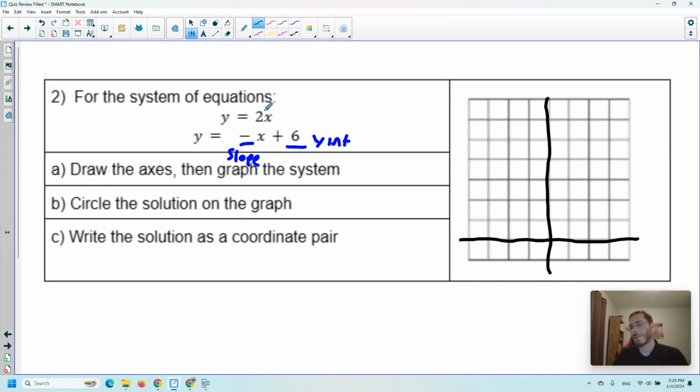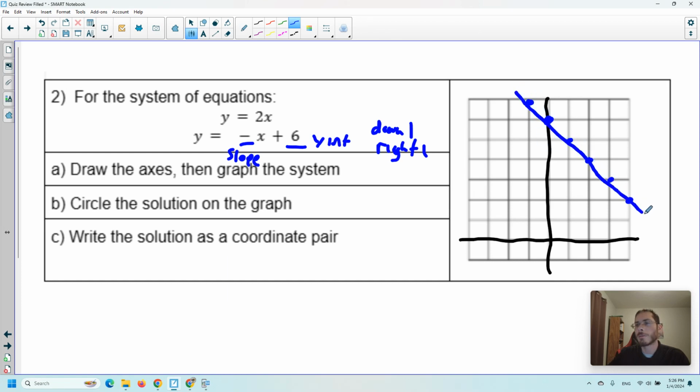To avoid all of this, I probably could just graph it in the calculator first, but I'm going to graph it by hand. So my y-intercept is 6, so I'm going to go up 6: 1, 2, 3, 4, 5, 6. And my slope is negative x. So I'm going to go down 1, and then to the right 1. So down 1, right 1, down 1, right 1, down 1, right 1, down 1, right 1. I could also go up and to the left. All right, well, that looks okay.